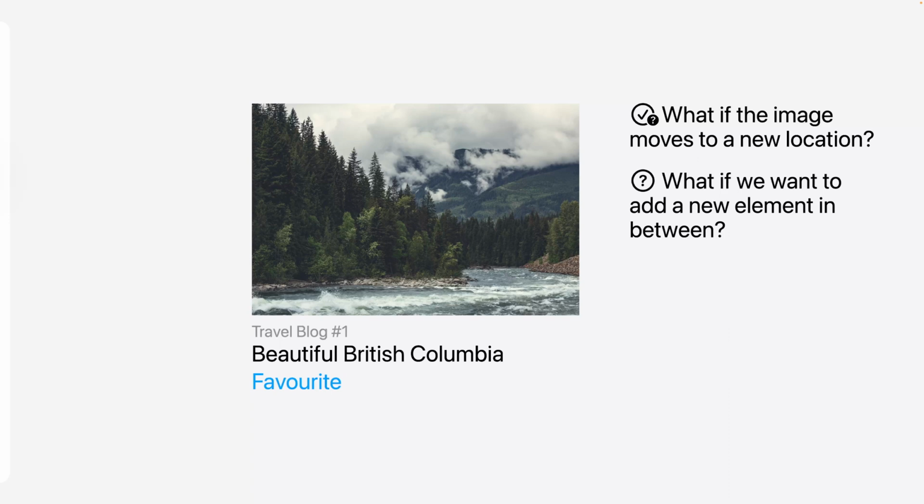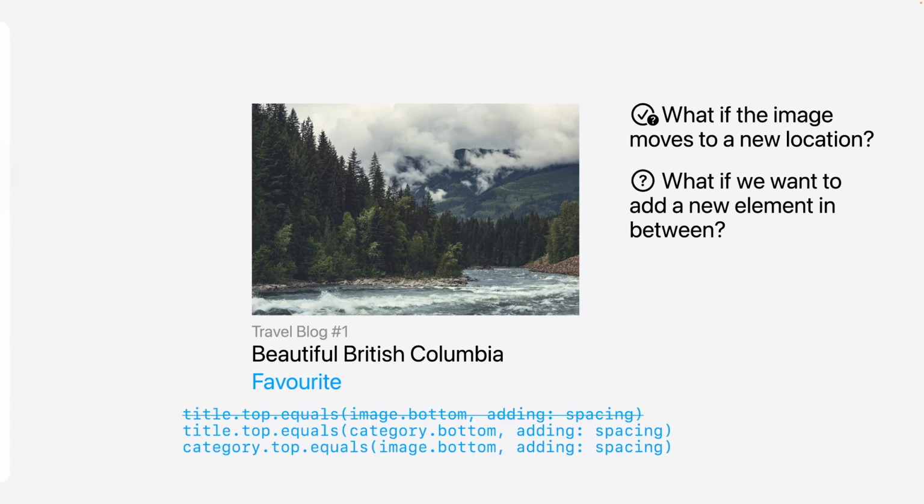For example, this new category label we just added between the title and the image. If only relying on constraints, looking in the vertical direction, then we only need to delete the original constraint between the title and the image and then add two new constraints. But for more complex layouts, we need to update much more things.